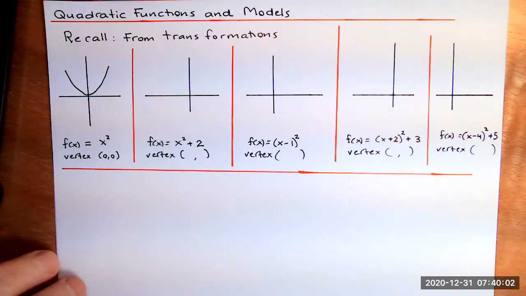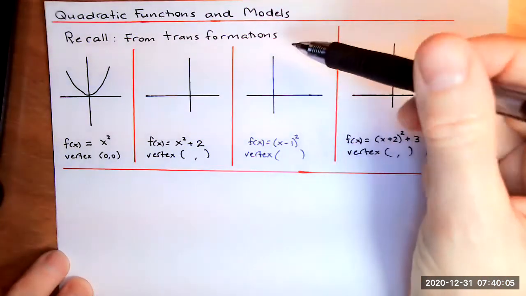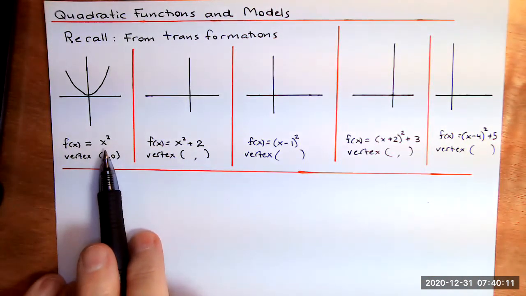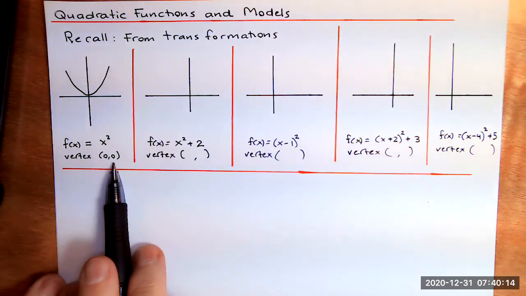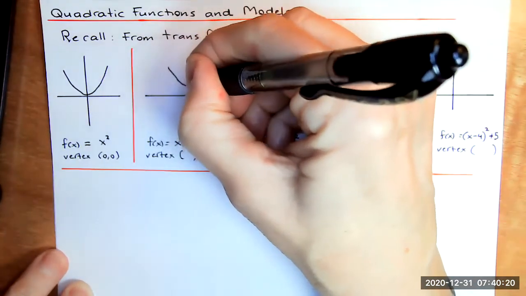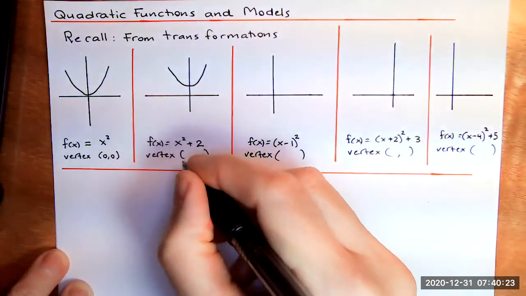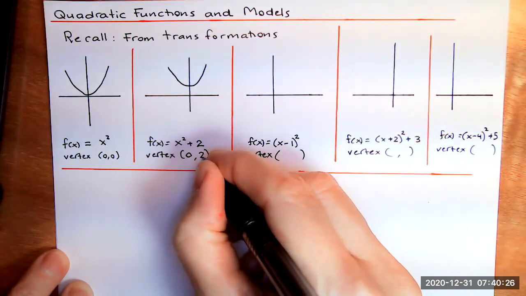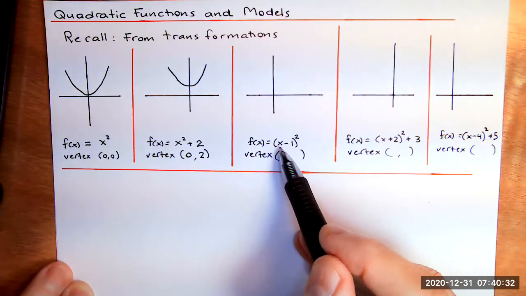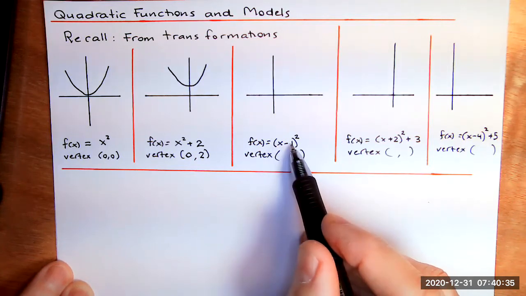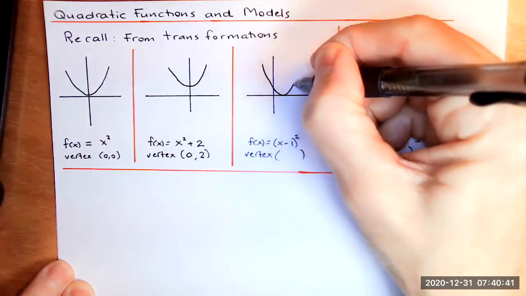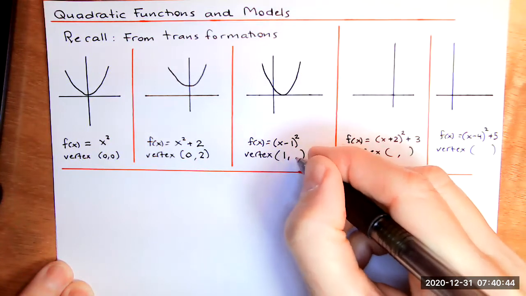All right, let's quickly review what we talked about last chapter regarding transformations. So if we took our basic function f of x equals x squared, whose vertex is at 0, 0, and we add 2 to the outside, that would move the graph up 2 places, putting the vertex at 0, 2. And then you'll recall the changes to the inside of the function are counterintuitive. So if we subtract 1 on the inside, that shifts the graph to the right 1 place, putting the vertex at 1, 0.